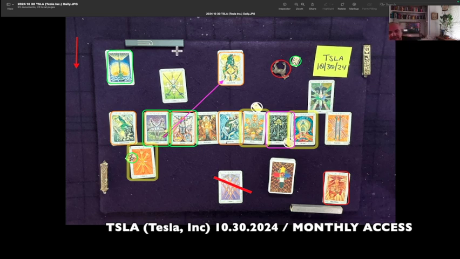Price swings in the last, like around 3 o'clock. That high might be closer to 2 to 3. It's hard to say. But that's TSLA for October 30th, 2024.